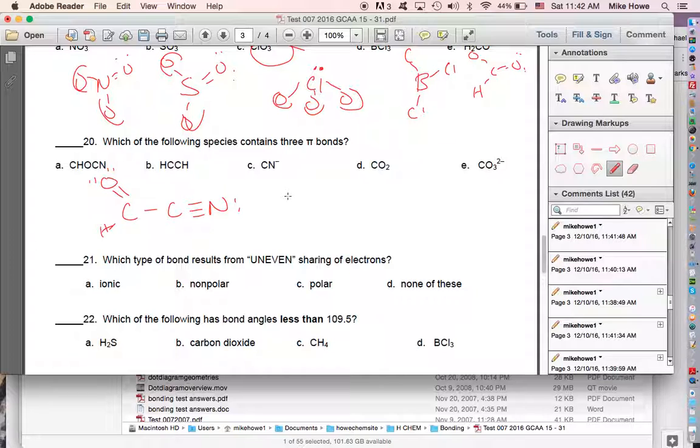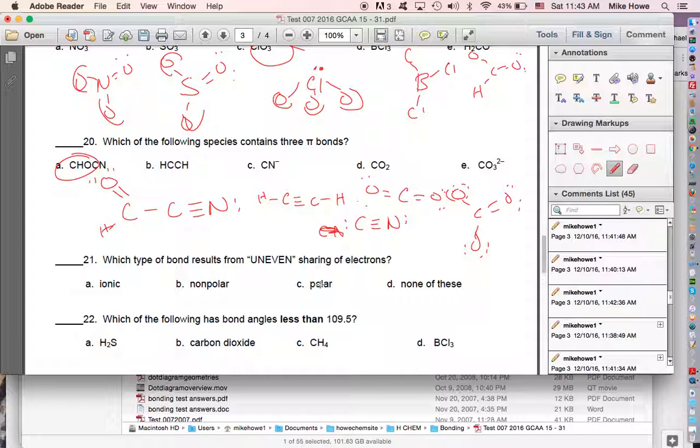This one, HCCH, when you draw it, has to look like this. So it's got 2 pi bonds. CN minus looks like this, I think. Let's see, 5, 4, yeah, 10. So that's 2 pi bonds. CO2 looks like this. 2 pi bonds. CO3 looks like this. Okay, so 1 pi bond. So the answer, A.